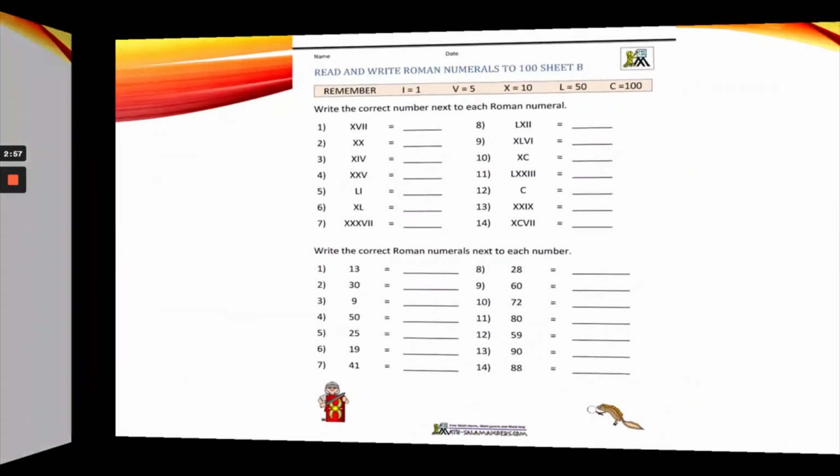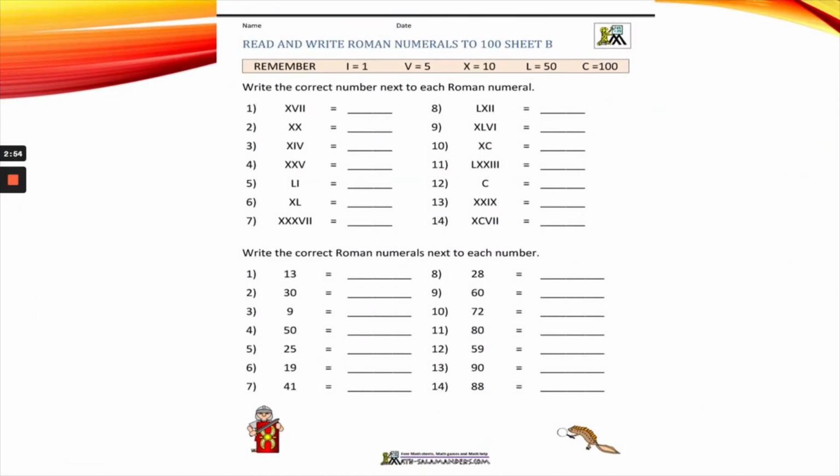So now let's go to the other exercise, that is, here write the correct number next to each Roman numeral. Like this is XVII. Okay, so this X is 10, and this VII is 7. So this is 17. Okay, 10 plus 7 is 17. So we will write here 17.